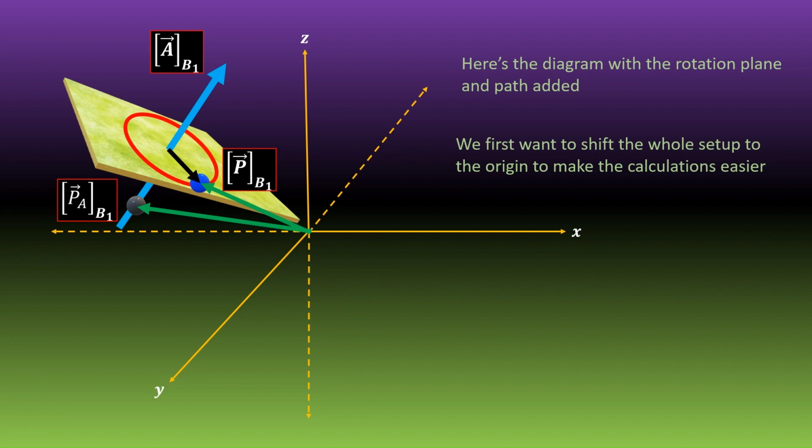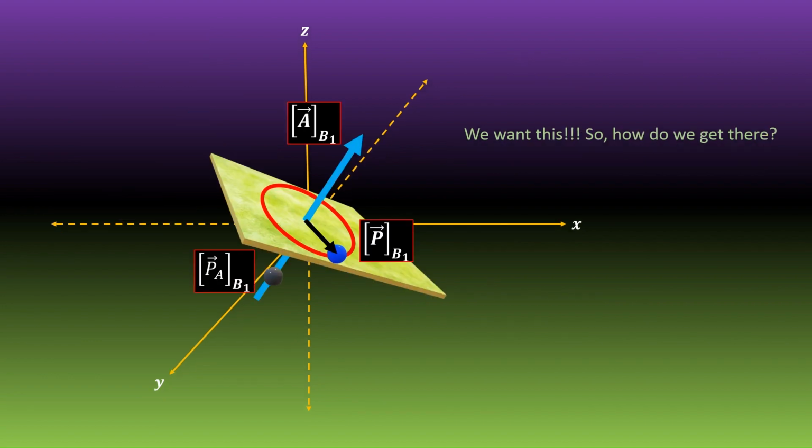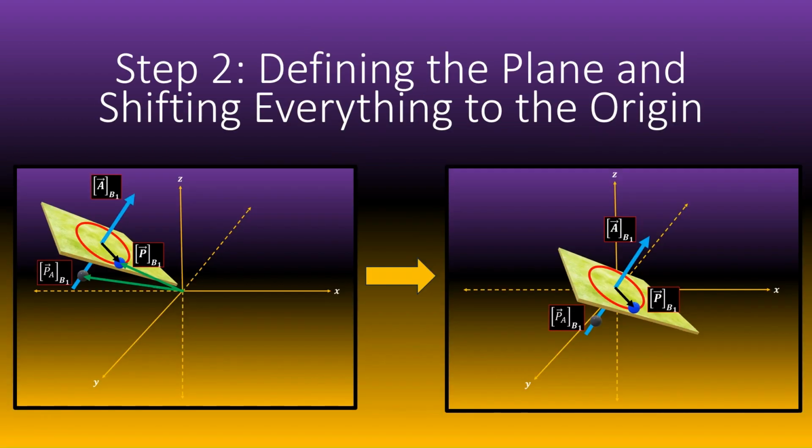But what we want to do to make the calculations easier is to actually shift this thing to the origin. I'll show you what I mean. Alright, so this is exactly what I mean by shifting everything to the origin. We want the plane and the axis to have a point that is located at the origin. So we want this, but how? How do we get there? Well, in the next slides, I will show you exactly how.